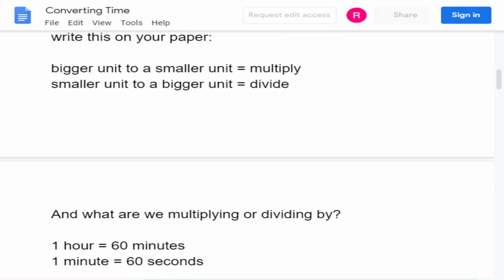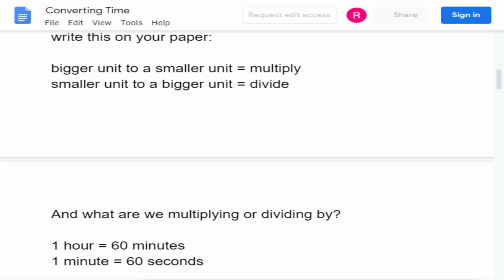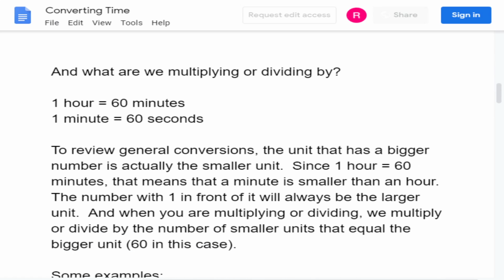It's always a good idea, if you're actually doing this, like on a test or something, to write on the scrap paper, literally, bigger unit to smaller unit is multiply, smaller unit to bigger unit is divide. I always like to write it down so that anytime I'm actually doing a calculation, I can just look at it and be like, okay, that works. I can figure out which one I need to do. So what are we multiplying or dividing by?